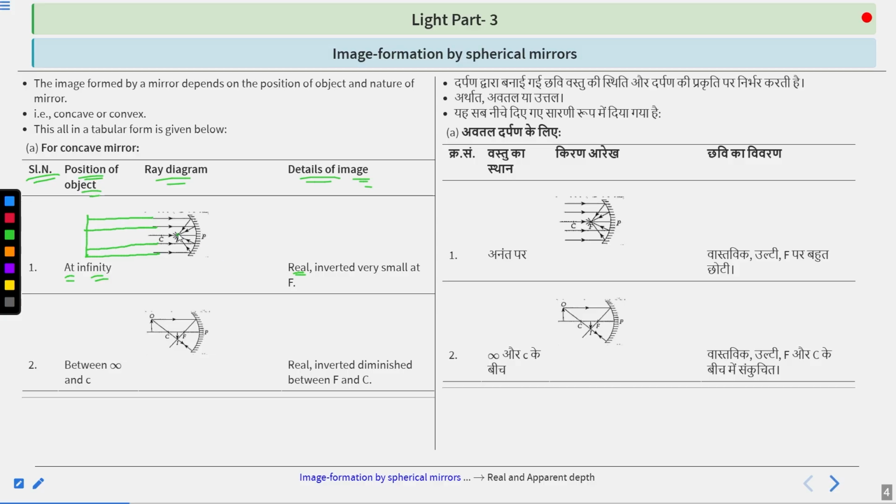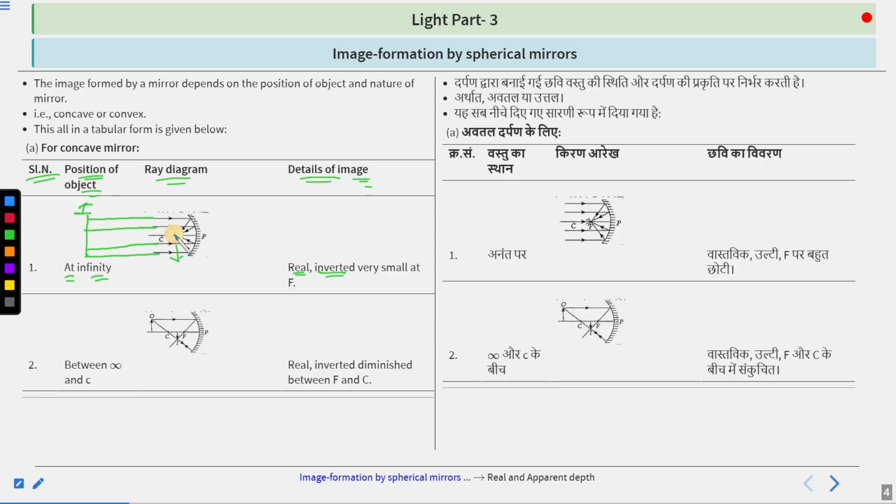So here, if you look at here, this is the screen. The image is not forming beyond it. The image is forming before it. So that's why it is a real image. This is inverted, meaning if the object is on that side, the image will be formed on that side, inverted. And the image is very small.